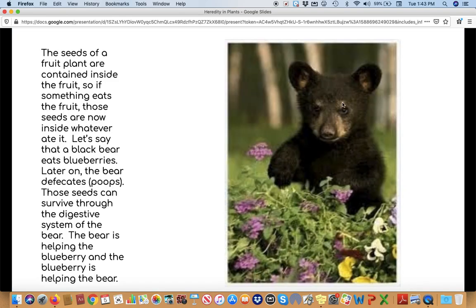Okay, look at this cute little bugger here. The seeds of a fruit plant are contained inside the fruit. So if something eats the fruit, those seeds are now inside whatever ate it. Let's say that a black bear eats blueberries. Later on, the bear defecates, poops. Those seeds can survive through the digestive system of the bear. The bear is helping the blueberry, and the blueberry is helping the bear.